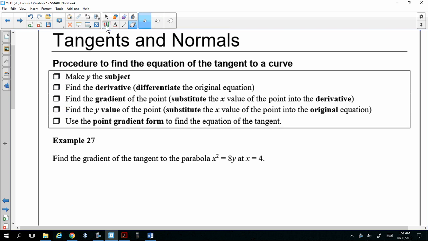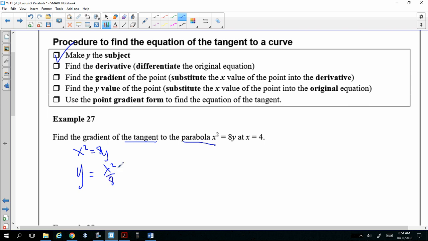Let's try again. Okay, first step. Let's make y the subject. We're going to find the gradient of the tangent to the parabola. Okay, so you go x squared equal to 8y. We're going to make y the subject. Okay, so we'll do y equal to x squared over 8. That's the first step. Then you're going to find the derivative by differentiating. So we'll do dy over dx. That's equal to 2x over 8, which is x over 4.